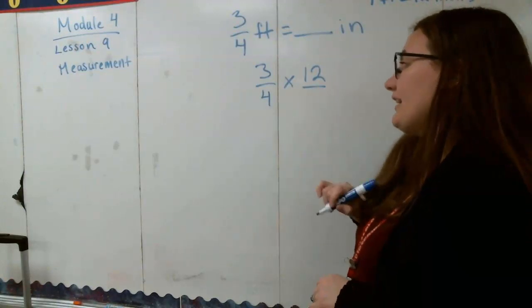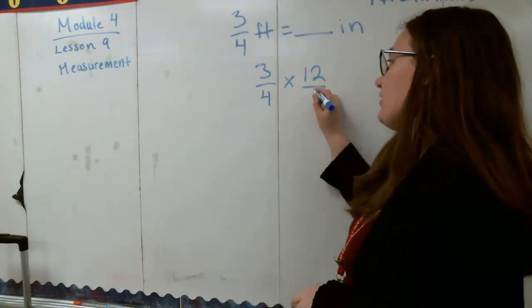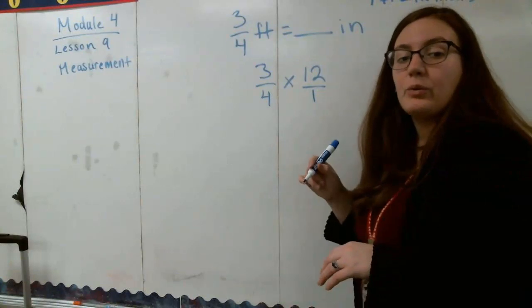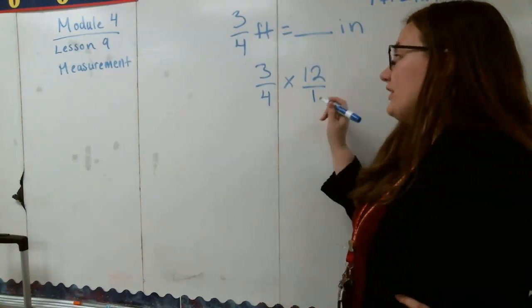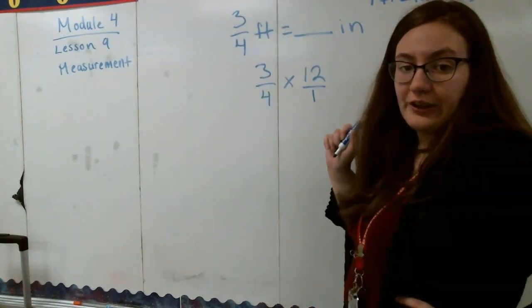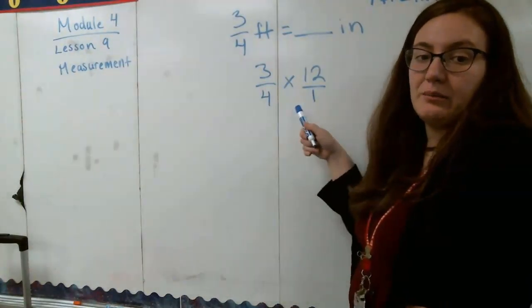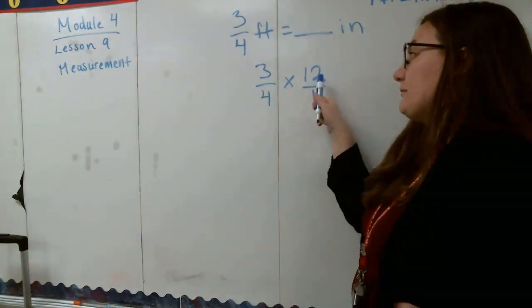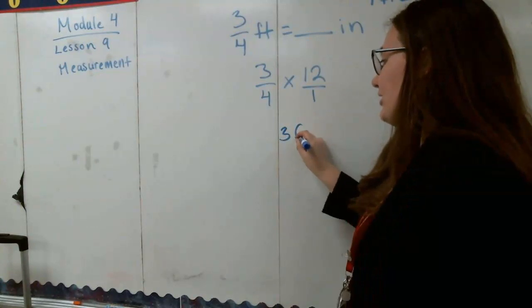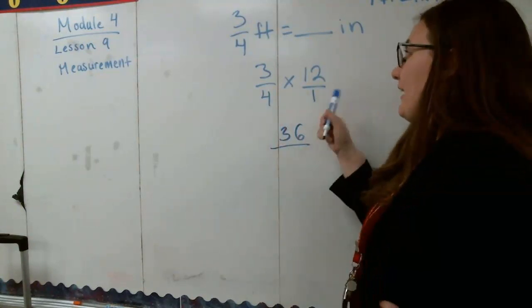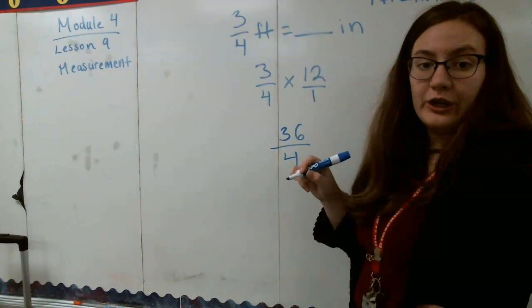So we can expect that when we finish solving this. Remember, this 12 technically has an invisible number 1 underneath it. So we're going to do 2 different ways to solve this problem. First, we're just going to do it the basic multiplication way. So we have 3 times 12. That gives me 36, and then 4 times 1 gives me 4.